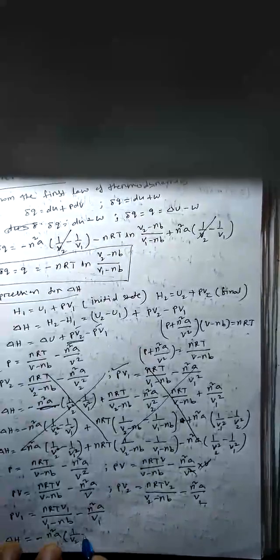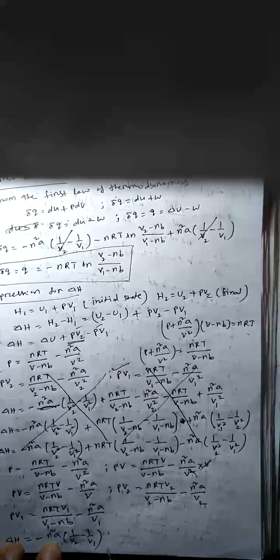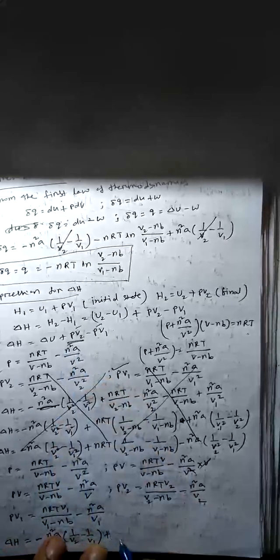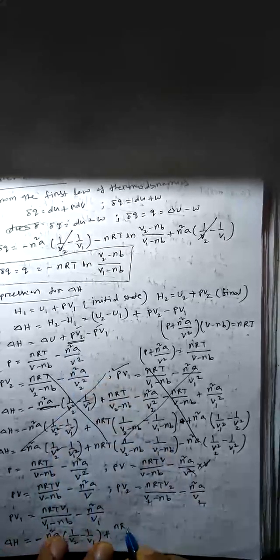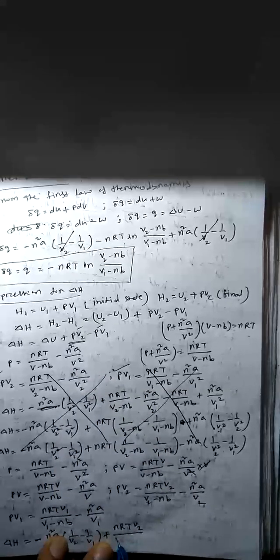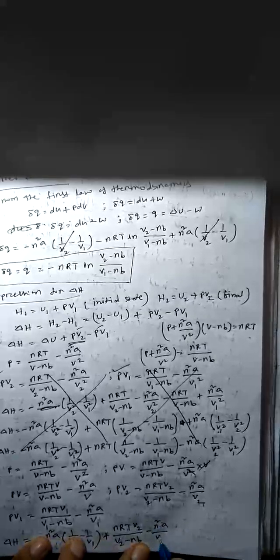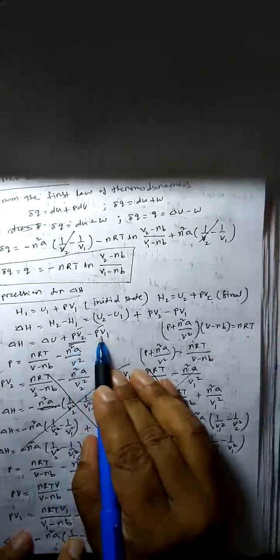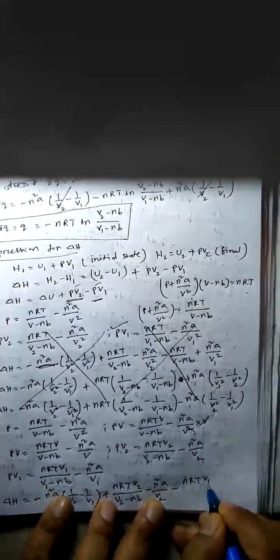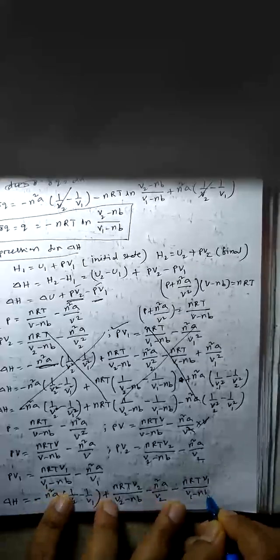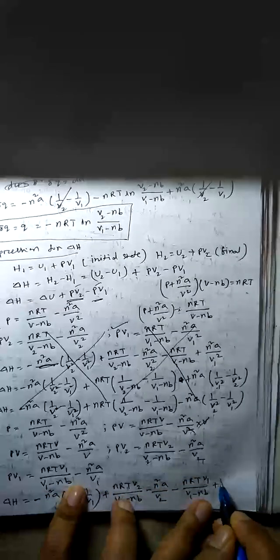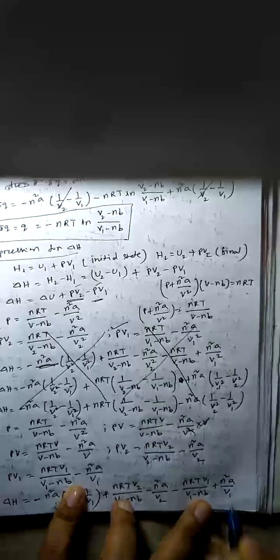Minus n square a (1 by v2 minus 1 by v1), then plus pv2. Pv2 is this one: take nRT v2 divided by v2 minus nb, minus n square a by v2. Then pv2 minus pv1. This one is minus pv1, this is pv1. Take pv1 minus nRT v1 divided by v1 minus nb, minus minus plus n square a by v1.